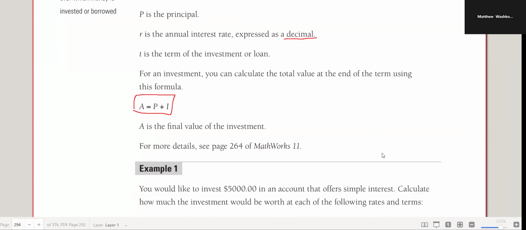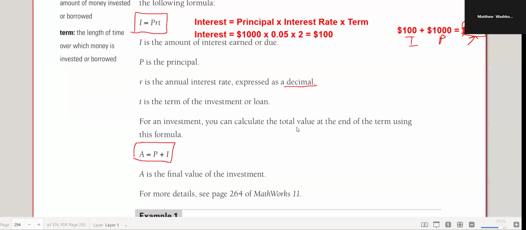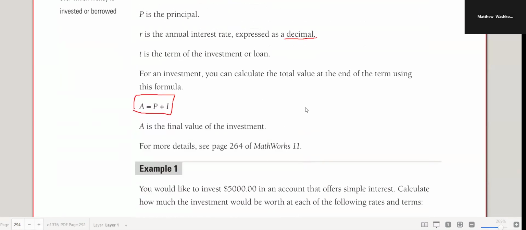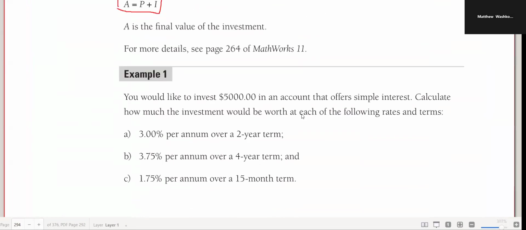So that's what it is. I don't feel like I need to go much deeper into this here. As an example here, again, I is equal to PRT.